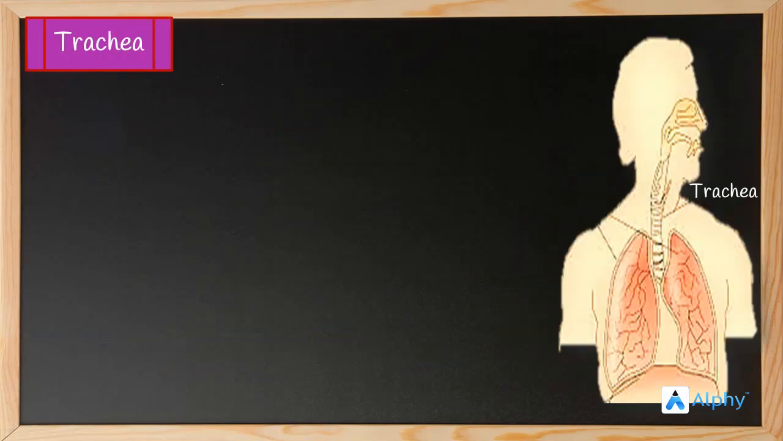Our next part is the trachea. We also call it the windpipe. The trachea is commonly called the windpipe, and it forms the main airway to the lungs. It is the main connecting link between the upper respiratory tract and the lower respiratory tract. The air enters from the nasal passage to the pharynx to the lungs through this trachea.